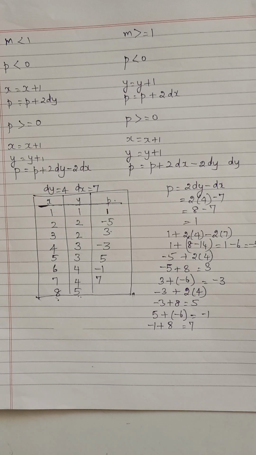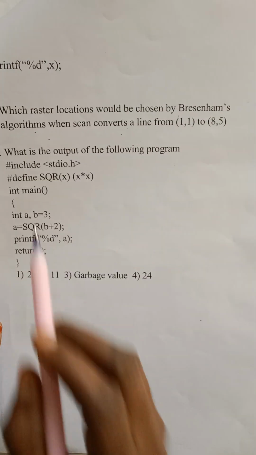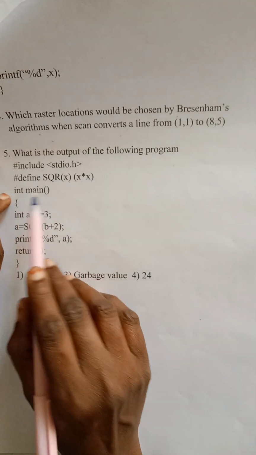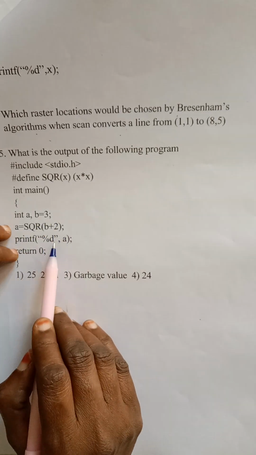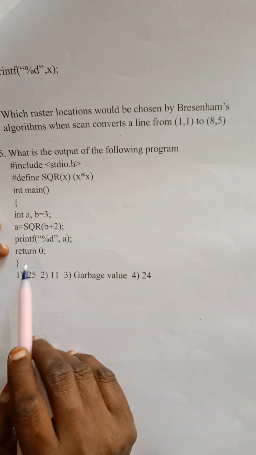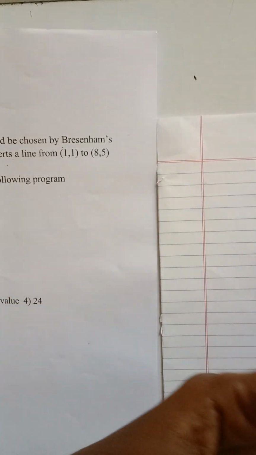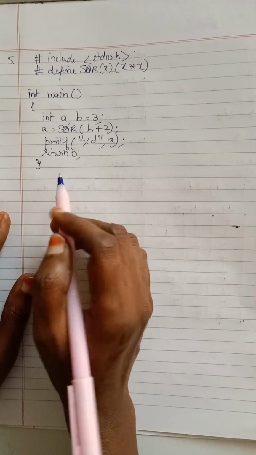Next, what is the output of the following program? A macro is defined, that is define sqr(x) as x star x. int main, int a, b equal to 3, a equal to sqr of b plus 2, printf of percentage d, a, return 0. So this is the problem, the last problem.